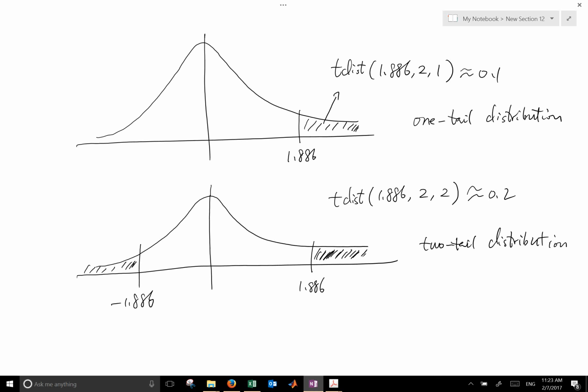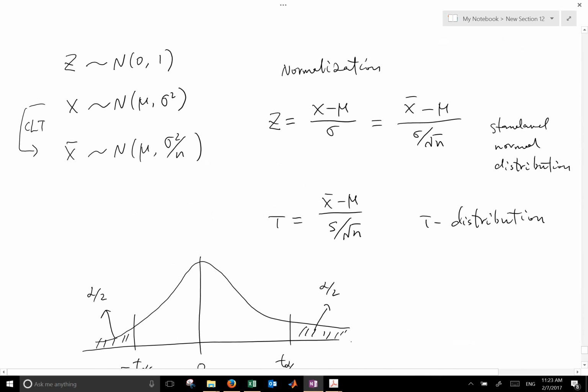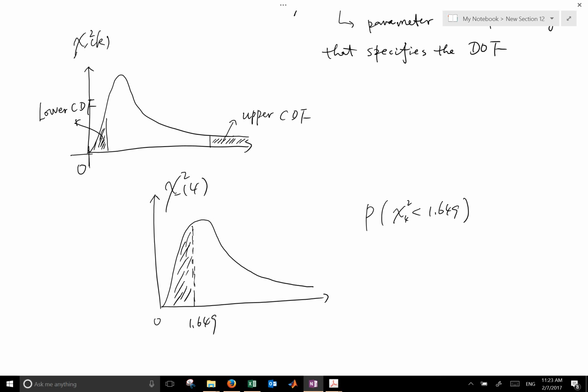So at the beginning of this class, we finished the discussion of using Excel to compute the upper or lower CDF or two-tailed distribution of the chi-square distribution and the t distribution. The same is applicable for the chi-square distribution. If you have the lower CDF and upper CDF, you can also add these two together. That is the p-value for a chi-square random variable.